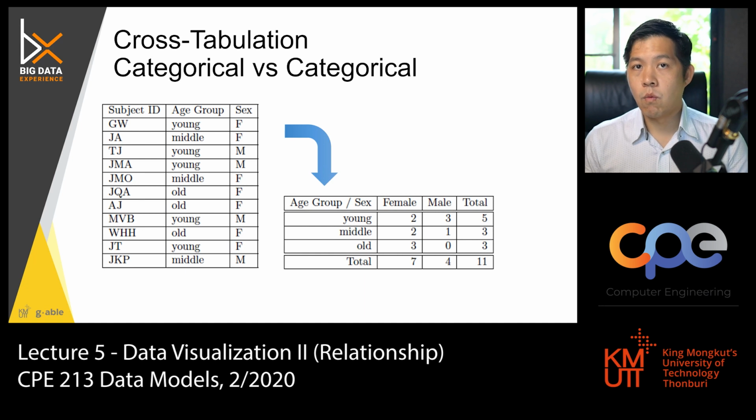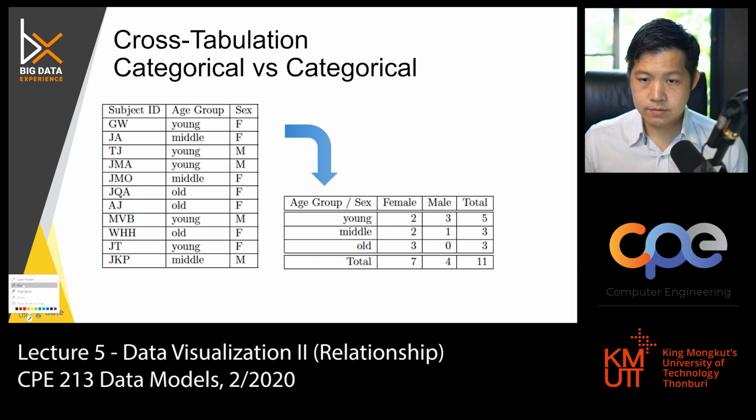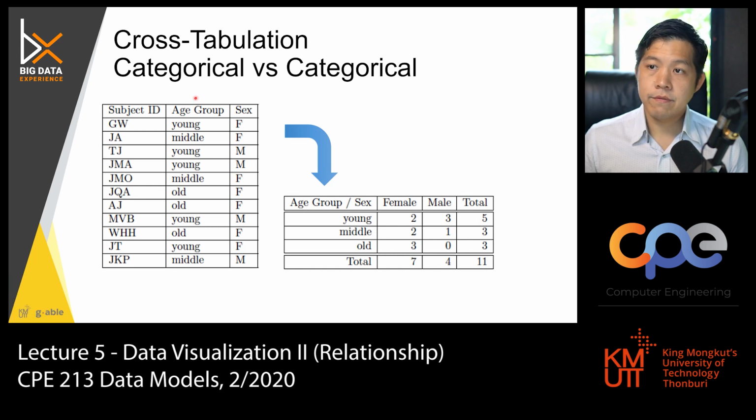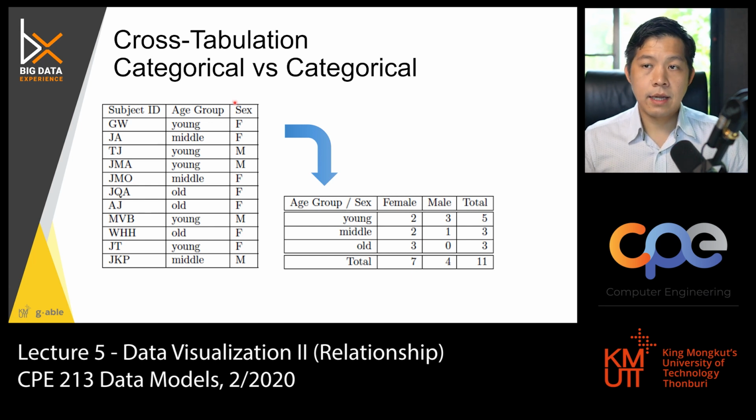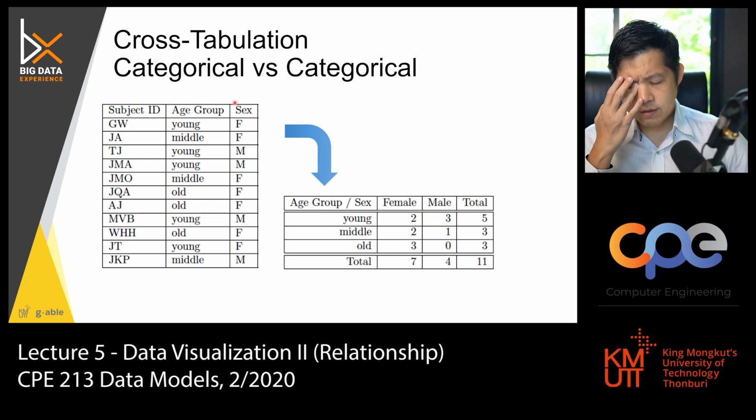Now, that is for one variable, right? If you have multiple variables, if you have two columns of data, what would you do? The columns of data look like, for example, what is on the left-hand side here. You have one column as age group, one column as subject ID, and one column as sex.